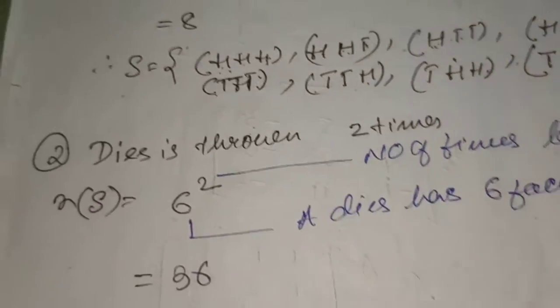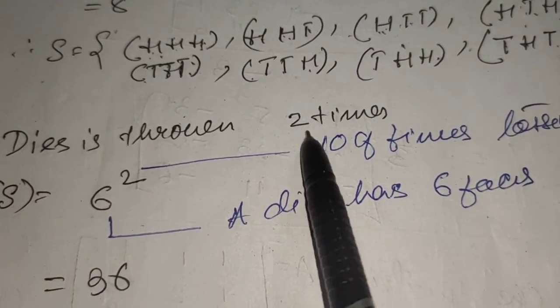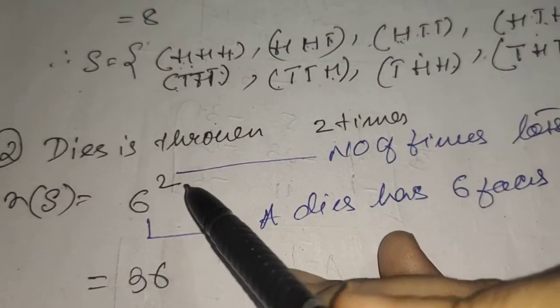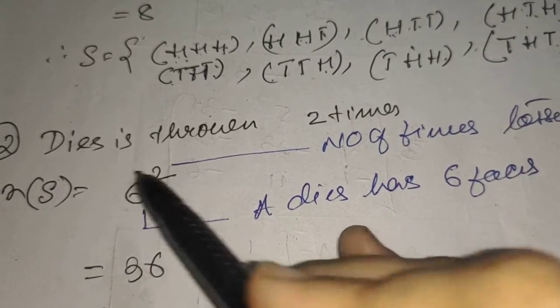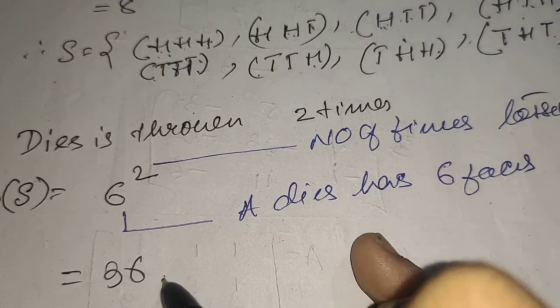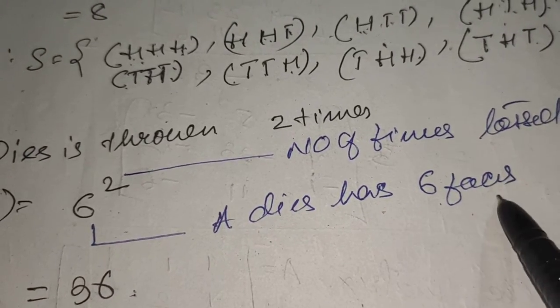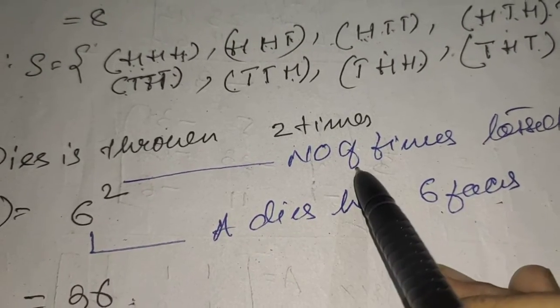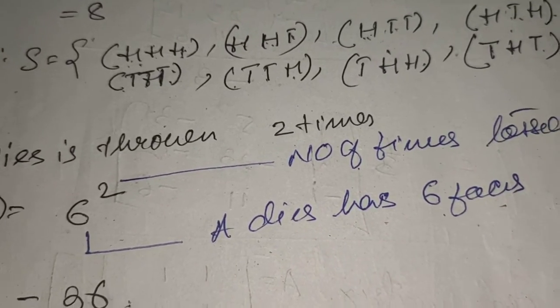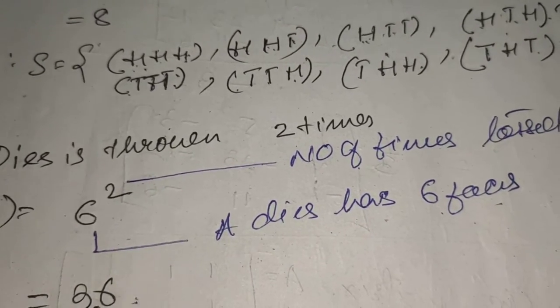Next is question number 2. A dice is thrown 2 times. The total outcome will be 36. And how is it 36? Each dice has 6 faces, and it is thrown 2 times. So 6 squared is 36.